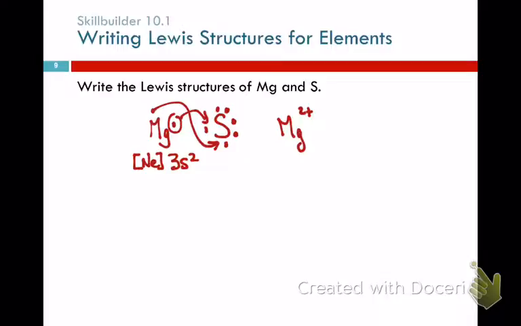And how many dots should the sulfur have now? 8. And its charge will be 2-. And normally we put the anions in brackets and then indicate the overall charge on the outside. Sometimes they'll put the charge on the inside. It kind of just depends on how they feel on the day, I guess.